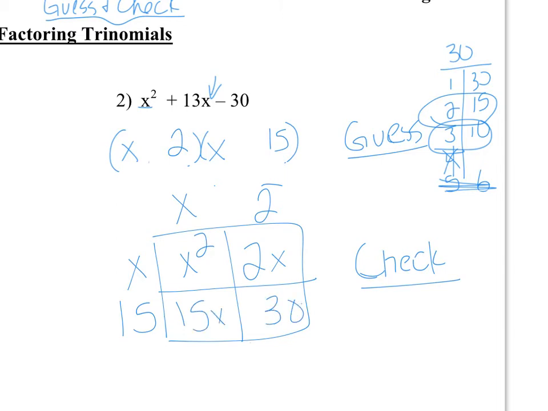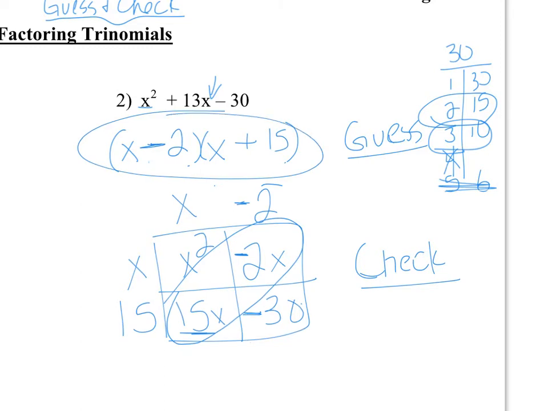I mean, just 30. Remember that 30 does have to be negative, so somehow we have to make that negative. Now we do that by multiplying it by a negative. So what we need is we need our answer, these two added together, to be a positive 13. So that means the 15 is positive and the 2 has to be negative. So we just found the negative that we needed. So it's x minus 2 and x plus 15, because these all work out. So the check works.